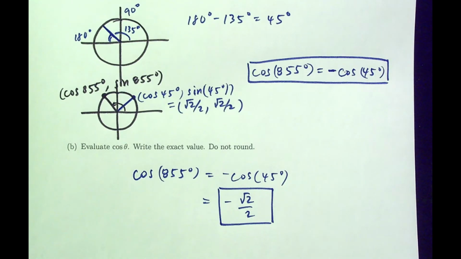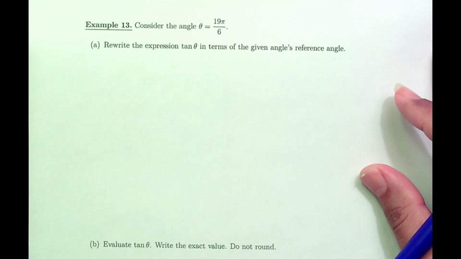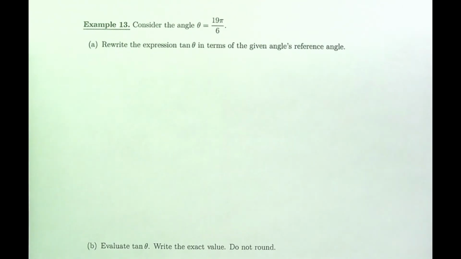Okay, we're going to do one now with radians. Let's do that. Okay, consider the angle now 19 pi over 6. We're going to rewrite the expression tangent of theta in terms of the angle's reference angle.